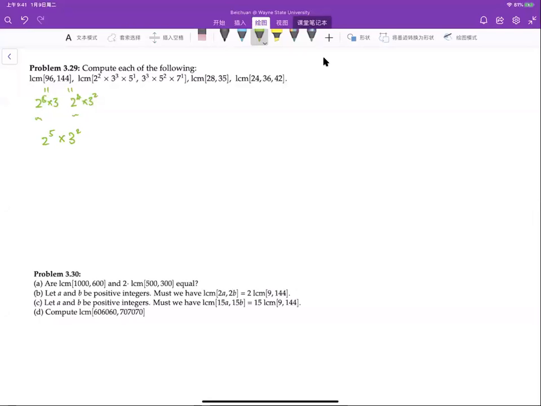All right, so then let's look at the second one. In this case, their prime factorizations are given. So can you find the prime factorization of the LCM? Can anyone do that?